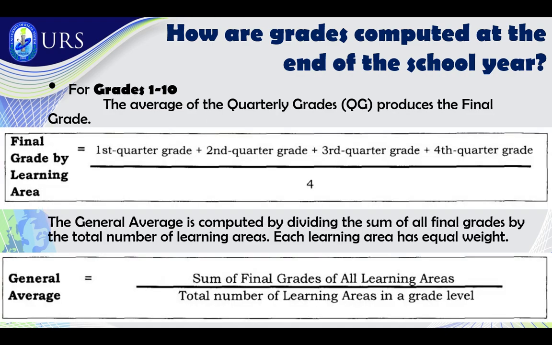So, for grades 1 to 10, the average of quarterly grades or QG produce the final grade. So, ipa-plus-plus po yun ng first quarter, second, third, fourth, and divided by 4. So, the general average is computed by dividing the sum of all final grades by the total number of learning areas. Each learning area has equal weight. So, kapag na-plus-plus na po natin yung apat na quarter and i-divide po natin sa apat, yun po yung magiging final grade ng bata.